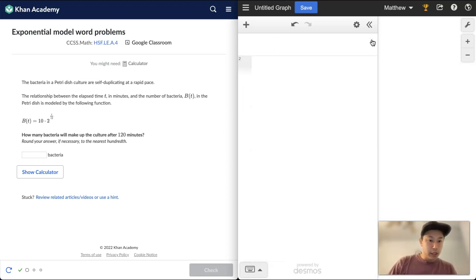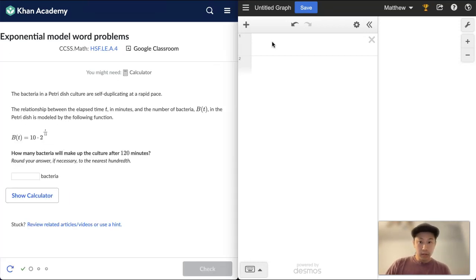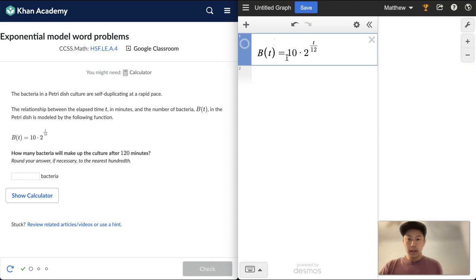So, bacteria in a petri dish culture are self-duplicating at a rapid pace. The relationship between the elapsed time t in minutes and the number of bacteria, B of t, is modeled by this equation. Okay, let me enlarge this a bit. So let me start by writing the whole function again. B of t equals 10 times 2 to the power of t over 12. Okay, so we are seeing a times 2 here because the bacteria is doubling. So duplicating nature to it.